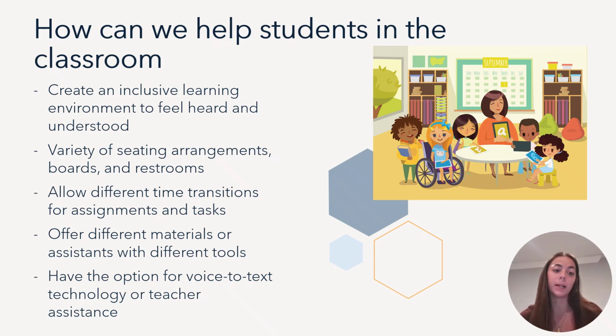That leads to my next point, a variety of seating arrangements, boards, and restrooms. Maybe having tables that are open and not like the desks you see in most classrooms, so that wheelchairs can fit under the desk. Or if the student needs to stand, they're able to do that without being in the back of the classroom. So maybe having higher tables that even other students can sit at with them, so that they're not alone.